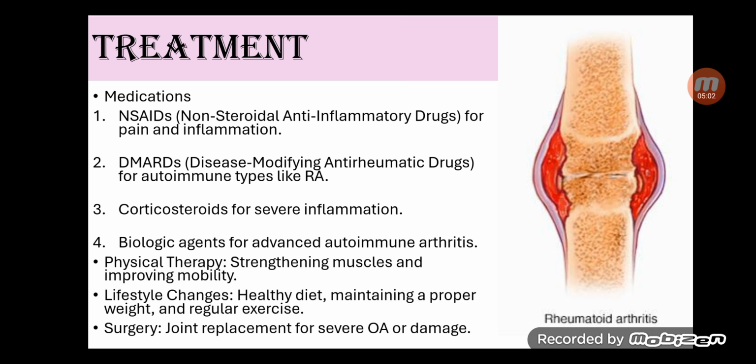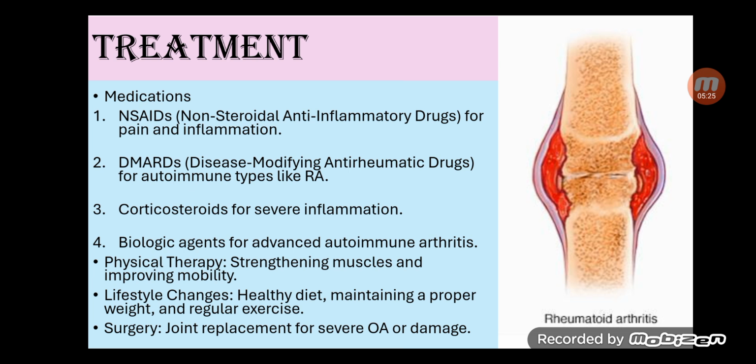Then we can also do physical therapy, that is strengthening muscles and improving mobility, and lifestyle changes, that is healthy diet, maintaining a proper weight, and regular exercise is suggested. Then we can also do surgery where we replace the joint for severe osteoarthritis or damage.